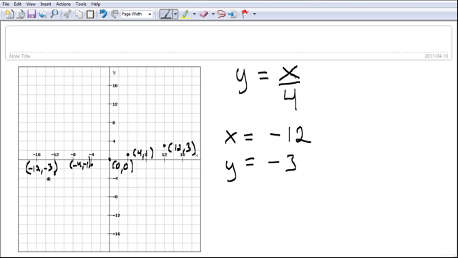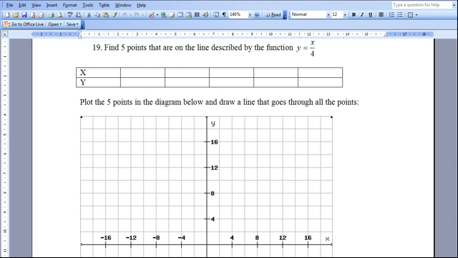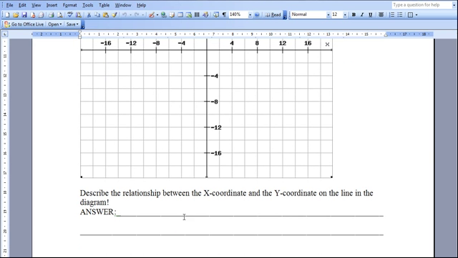Now in this program it's difficult to draw a straight line, so I'm not going to do it, but we will draw a straight line going through all these points, and then remember the arrows. We have one more thing to do. We have to describe the relationship between the x coordinate and the y coordinate on the line in the diagram.